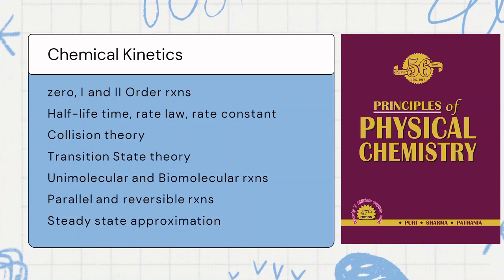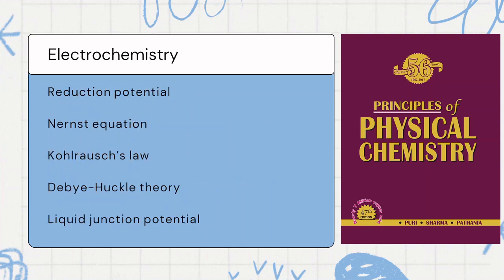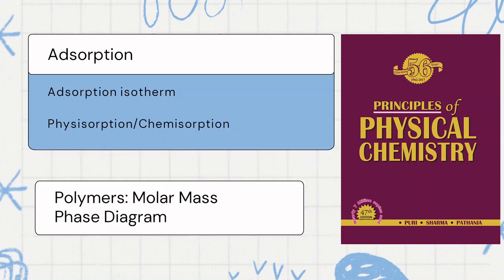Then concentrate on electrochemistry. Here you learn about reduction potential, Nernst equation, Kohlrausch's law, Debye-Huckel theory, and liquid junction potential. So you may be asked some numerical problems in electrochemistry. So you just work on that. Then move on to surface chemistry. Here you should know about all types of adsorption isotherms, then physisorption and chemisorption relations, etc.